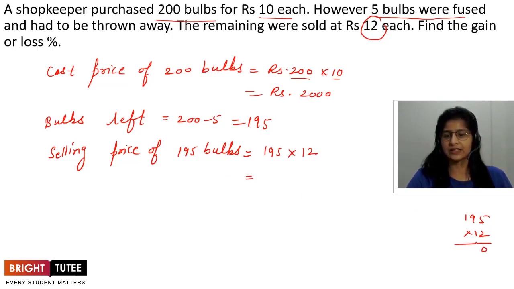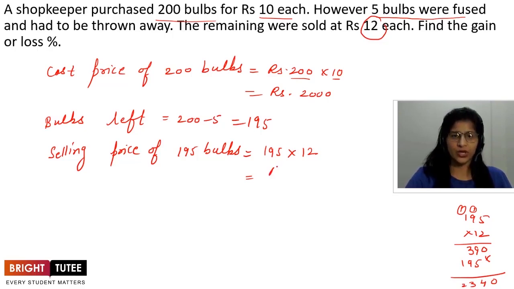2 5s are 10, 2 9s are 18 and 1 is 19, 2 1s are 2 and 3. Clear? Now with 195 will give us 195, and the total is 2340. So rupees 2340, this is the selling price. We see that the selling price is 2340 and the cost price is 2000. So the selling price is greater than the cost price.